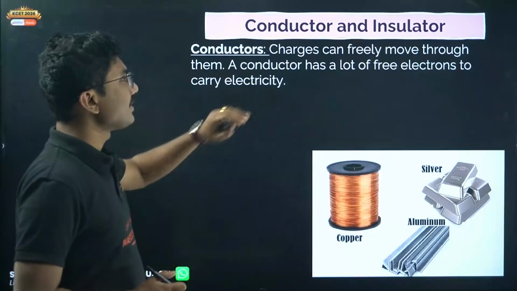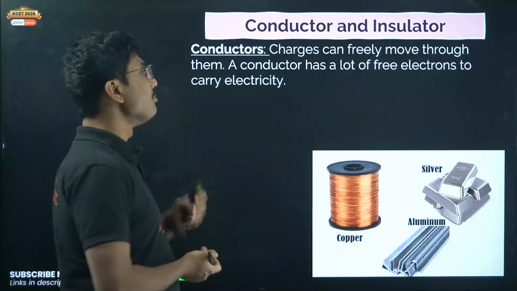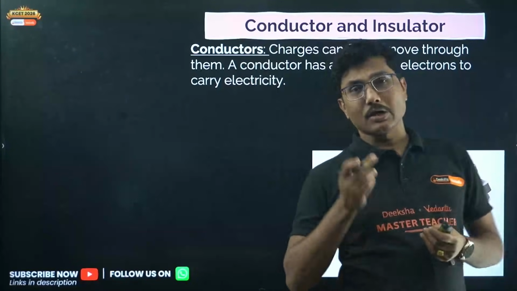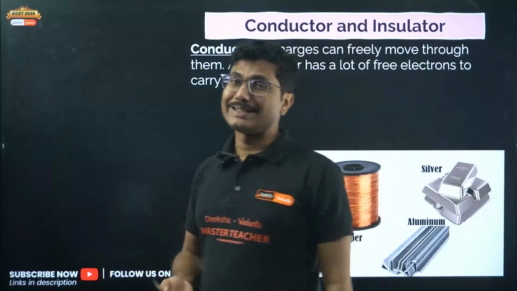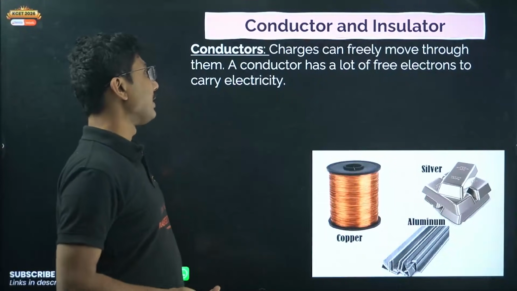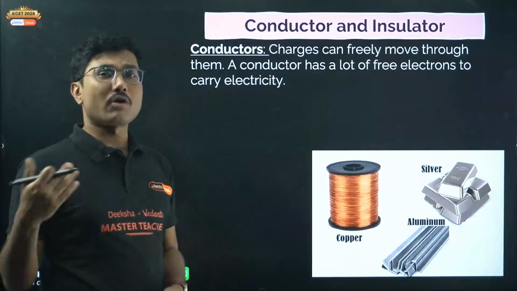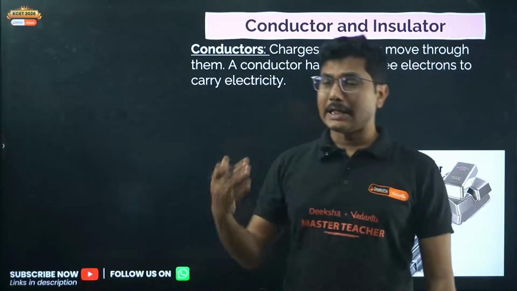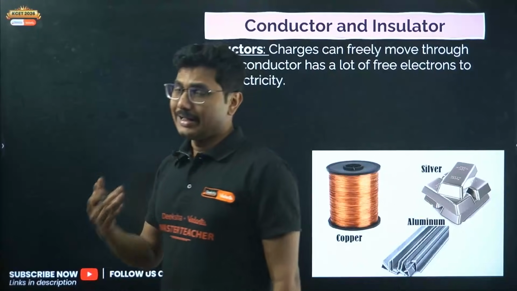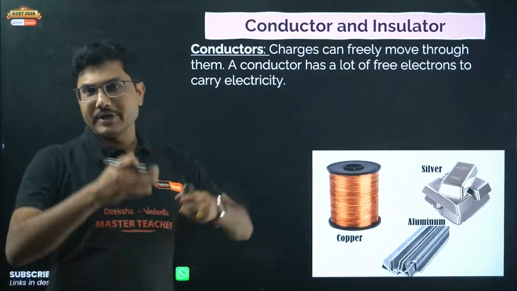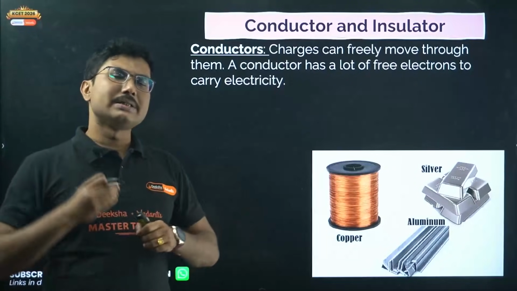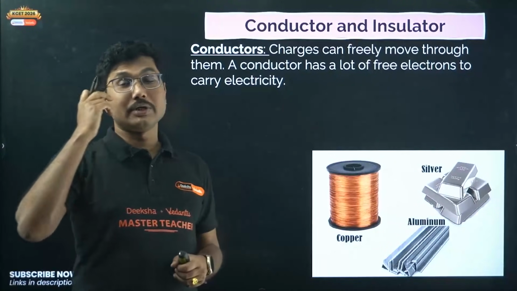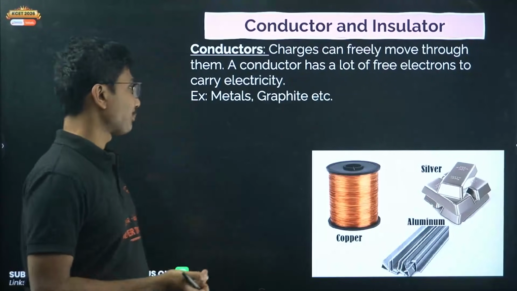Conductors: charges can freely move through them. If charges can freely move through them, they are called conductors. Basically, a conductor has a lot of free electrons. Free electrons means if the electrons are free, then only it can carry electricity, right? If they are bound to the nucleus, they are not allowed to leave the house, so they cannot carry electricity.